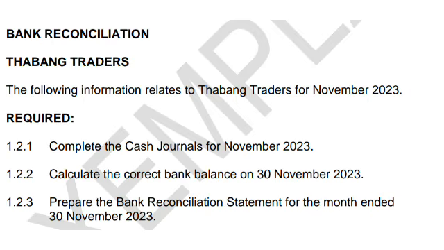So let's look at a question from Tabang Traders to see how to actually correct cash journals. So it says, the following information relates to Tabang Traders for November 2023. The first requirement, 1.2.1, says complete the cash journals for 2023. Again, cash journals for 2023, we are talking about cash receipts and cash payment journals.